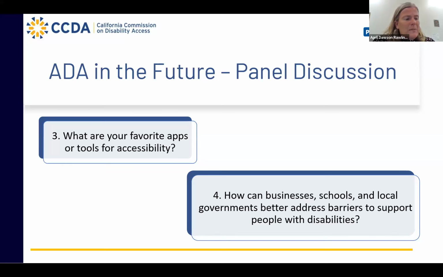Also, I want to share a little bit about how local governments can help. There is a fund that is maintained by the Division of the State Architect called the Disability Access Education Revolving Fund. And at the local level, is it called, at the local level, Jan?